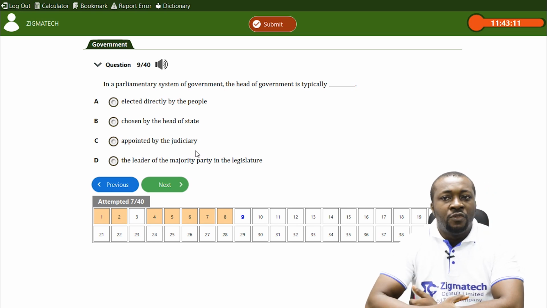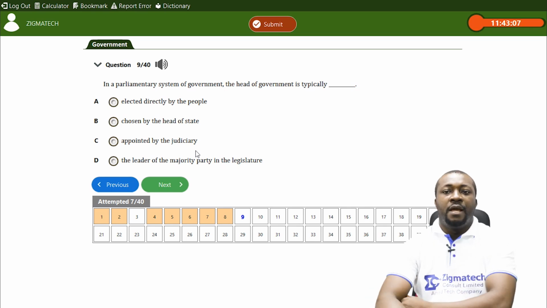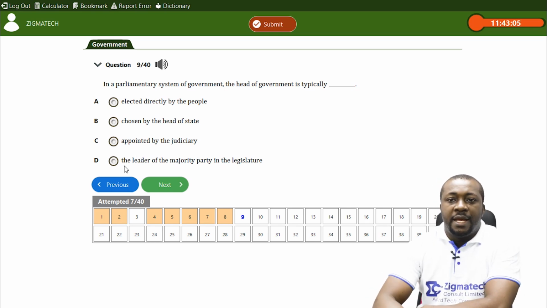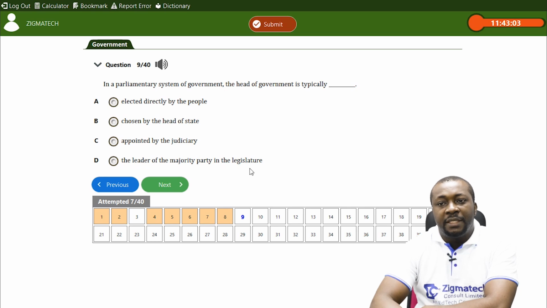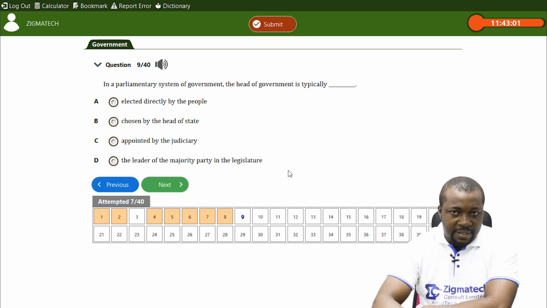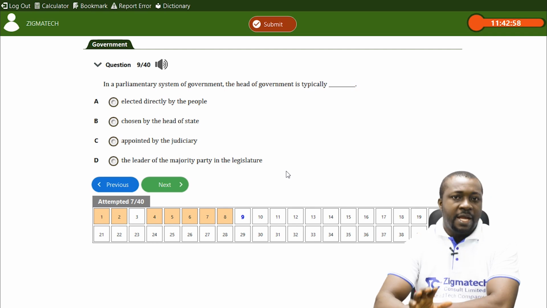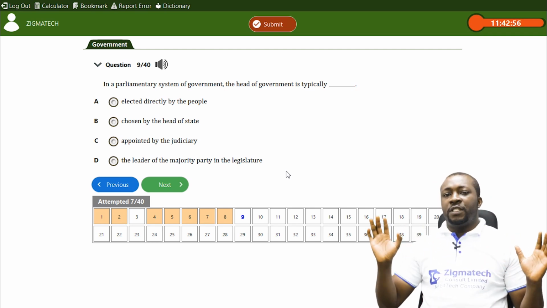Now, C says appointed by the judiciary. No, the judiciary has no role in appointing the head of government. D says the leader of the majority party in the legislature. Yes, that is the correct answer. This is how a parliamentary system operates.